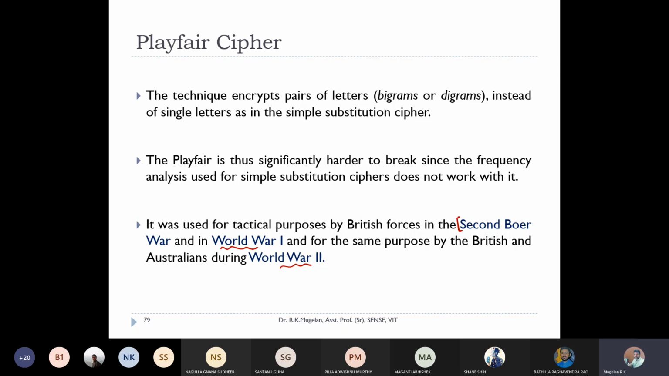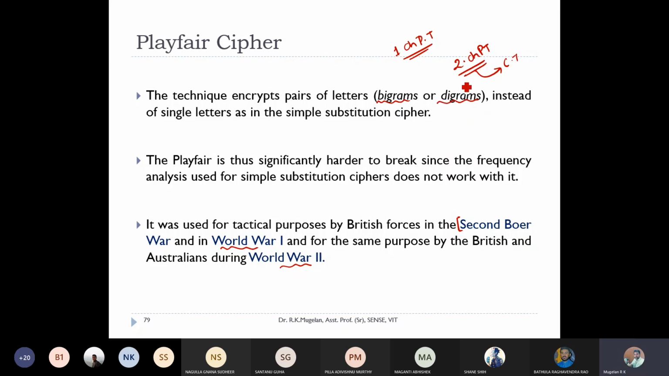In the techniques I have shown so far, we take one character from the plain text at a time, whereas here I can take two characters at a time from the plain text and encrypt them into ciphertext. That's why it's called bigrams or digrams, instead of single letters.